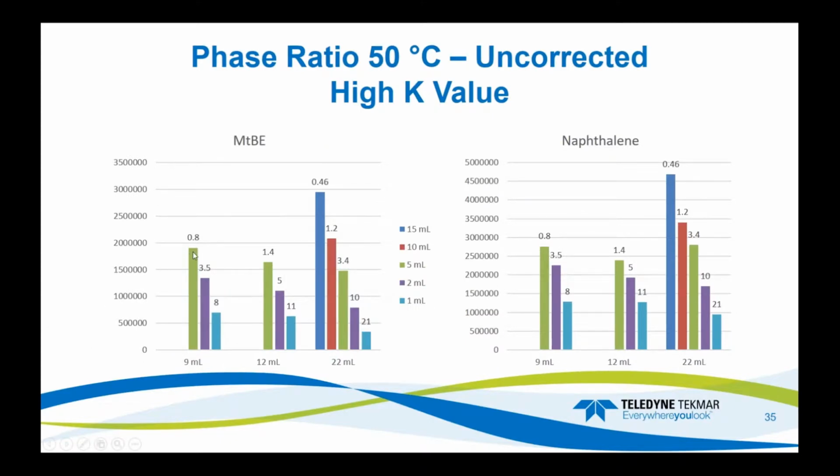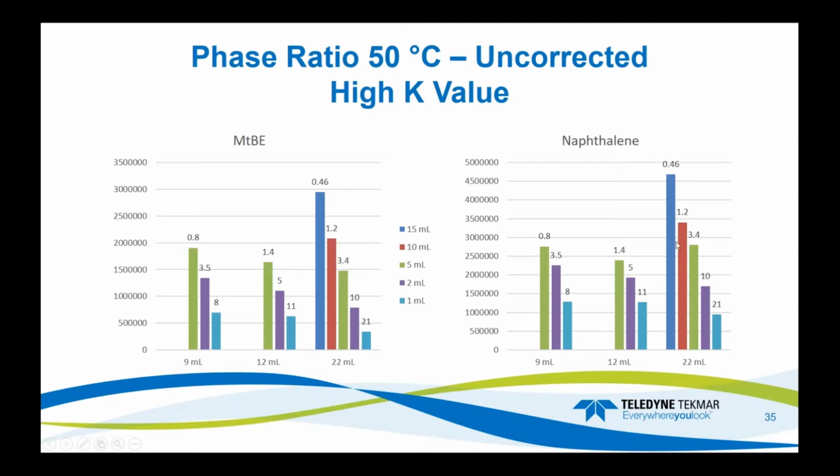However, looking at the uncorrected values with the high K values and just focusing on these, separating that out, again, as I stated, the 15 mil samples in the 22 mil vial would be the better way to go. However, if you only have 5 mils of sample, you don't see a lot of difference here in the green bars, which is the 5 mils. So again, we're starting to see that with these higher K values, the phase ratio isn't as critical as with something with a lower K value.